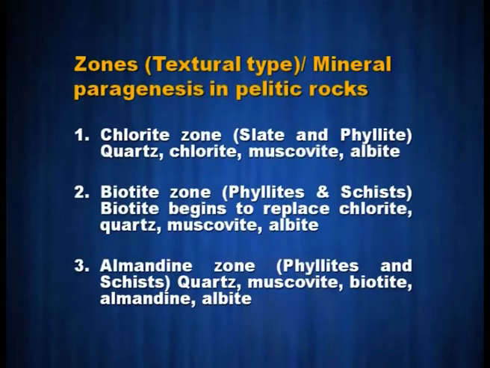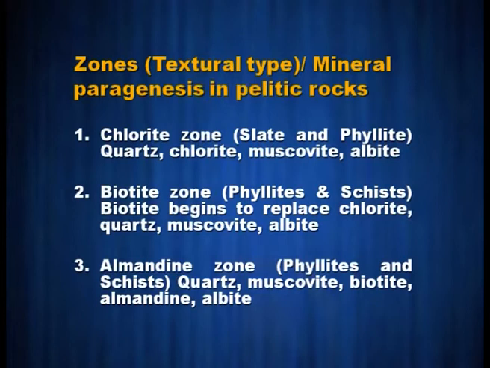If we compare all the facies during regional or Barrovian type metamorphism, the different zones were based on the first appearance of a particular mineral called an index mineral, which is characteristic of the zone. These boundaries were later called isograds, lines of equal grade, and likely represent subsurfaces in a three-dimensional sense. Zones, textural type, mineral paragenesis in pelitic rocks.